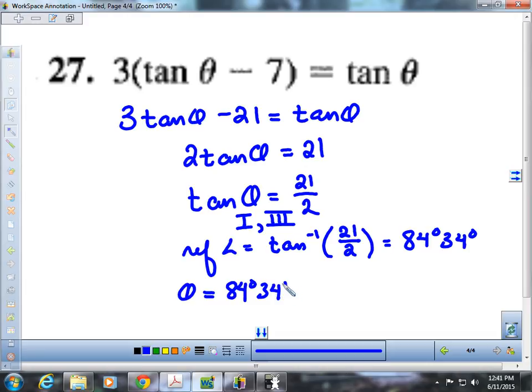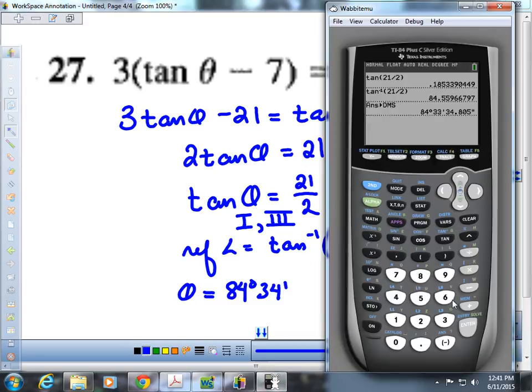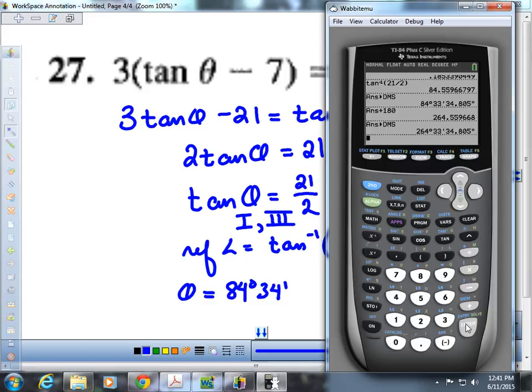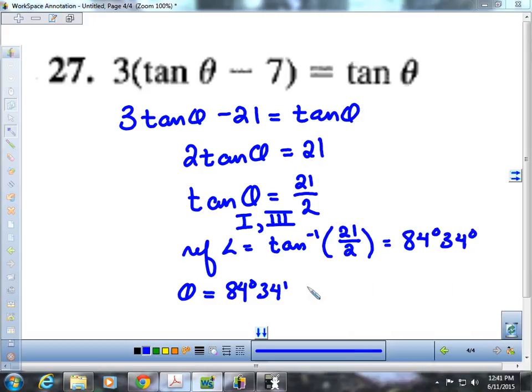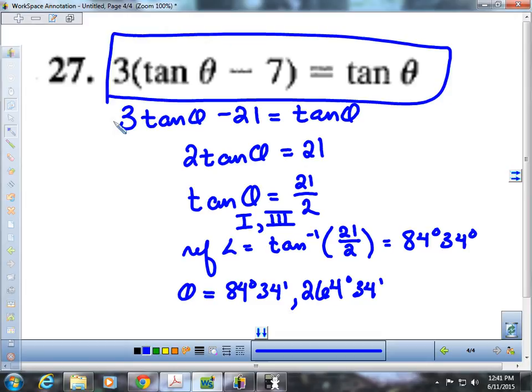How do we put this into quadrant 3, though? 180 plus that. Okay, so plus 180, and again, it's going to put me back into decimal, and I need it back into what? Degrees, minutes, and seconds. So option number 4 again, 264, 34. Is our two angles where tangent will equal 21 halves. Now, can I do the equal test when I check? We rounded, so we're going to have to type in this side, see what we get, then we're going to type in this side, and they should be what? Very close to each other.